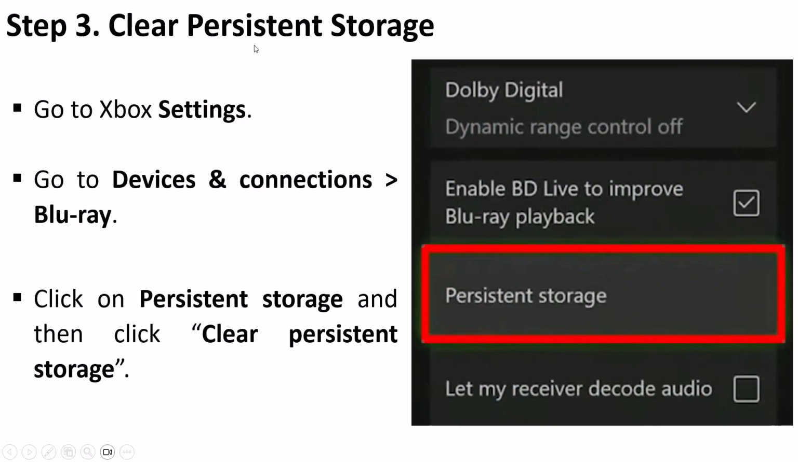Step 3 is to clear persistent storage. So go to Xbox settings, go to Devices and connections, Blu-ray, click on Persistent storage and then click on Clear persistent storage. Now if you don't see this feature in your Xbox console, then skip this step.